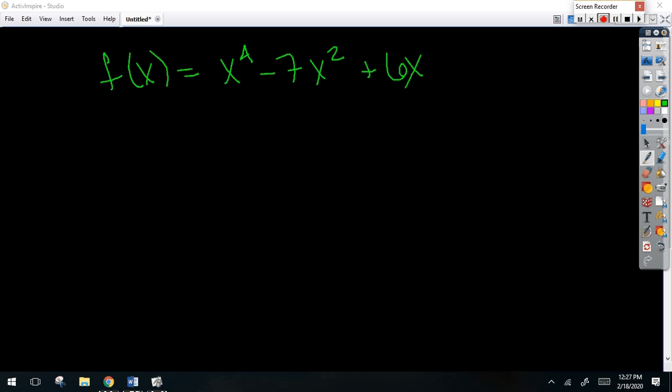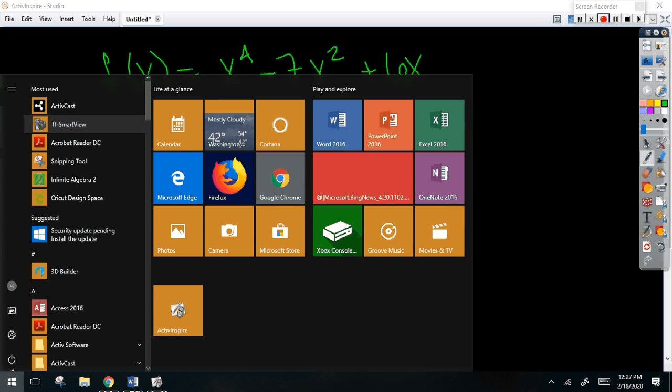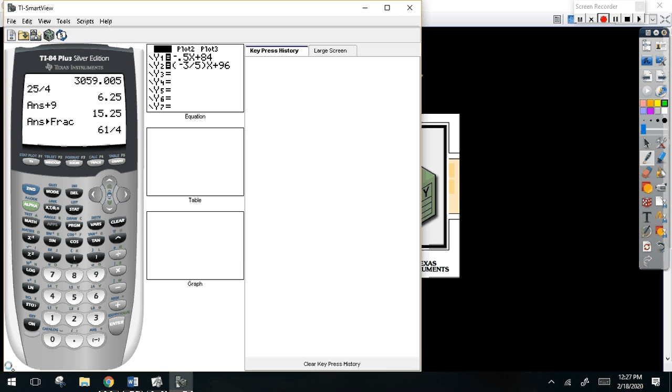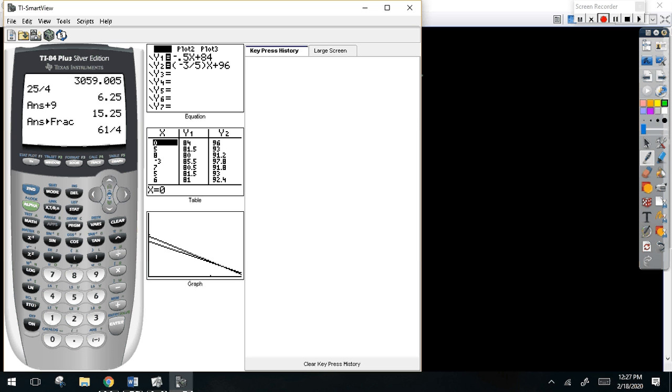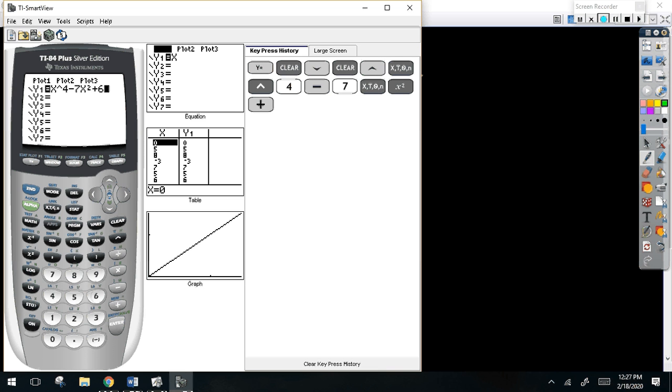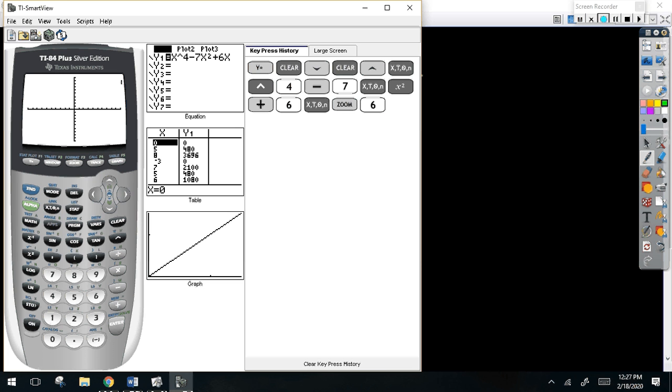All right. Let's graph this, and let's see what it looks like. Now we've calculated the zeros, right? I know we've done that because we solved by graphing. So let's put this in the calculator. Y equals x to the fourth minus 7x squared plus 6x. I'm going to do a zoom 6. We're going to actually calculate these extrema.